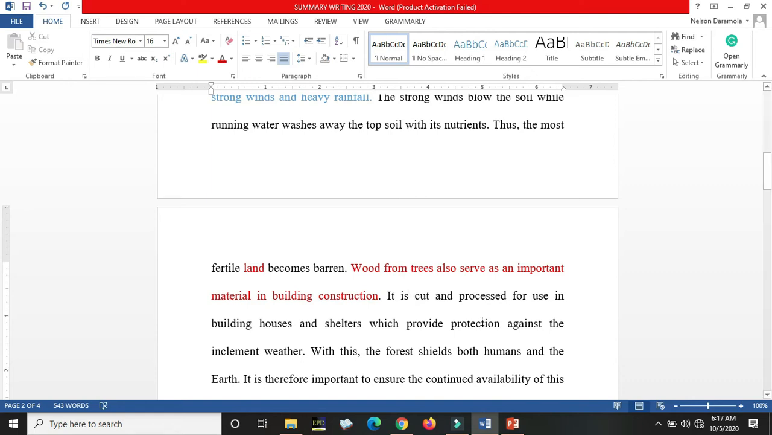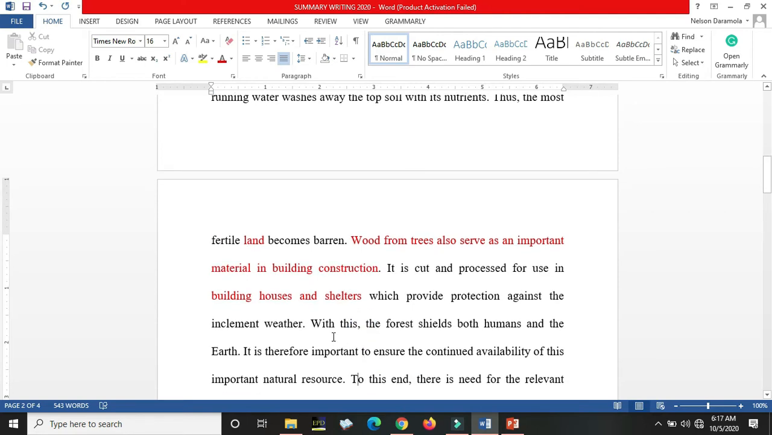Let's see. It is cut and processed for building houses and shelter. So pick one here, pick one. That is the importance he's trying to say here, that wood from trees also serve as an important material in building construction. So what are they used to build? Either houses or shelters, and they mean the same thing. So pick one which provide protection against inclement weather. You don't need that. Now let's see with this shield.